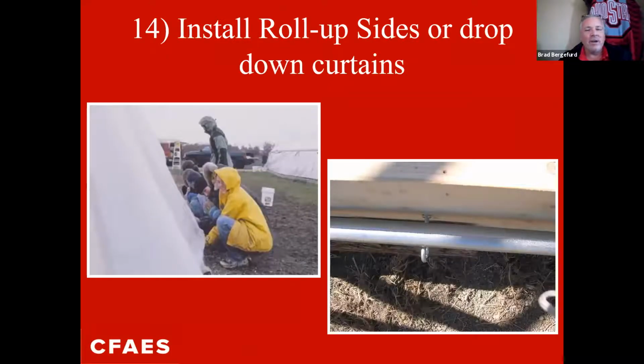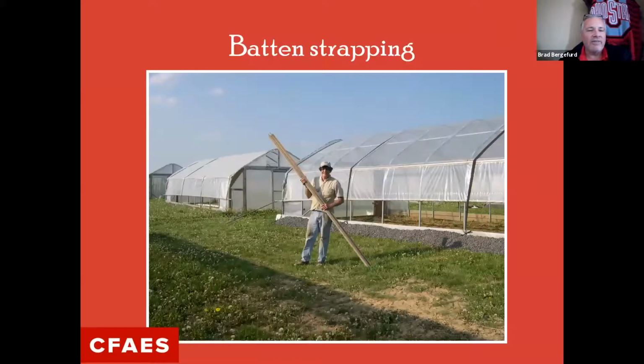Then you'll work on your roll-up side, your drop down curtains, whatever you're going to do for your sidewall ventilation. And then one thing you don't see a lot of folks using, but we have this batten strapping, and I'd say highly consider that, because when you get a windstorm, no matter how tight your poly is and no matter how good your inflation fan's working, that poly can start bouncing on you.